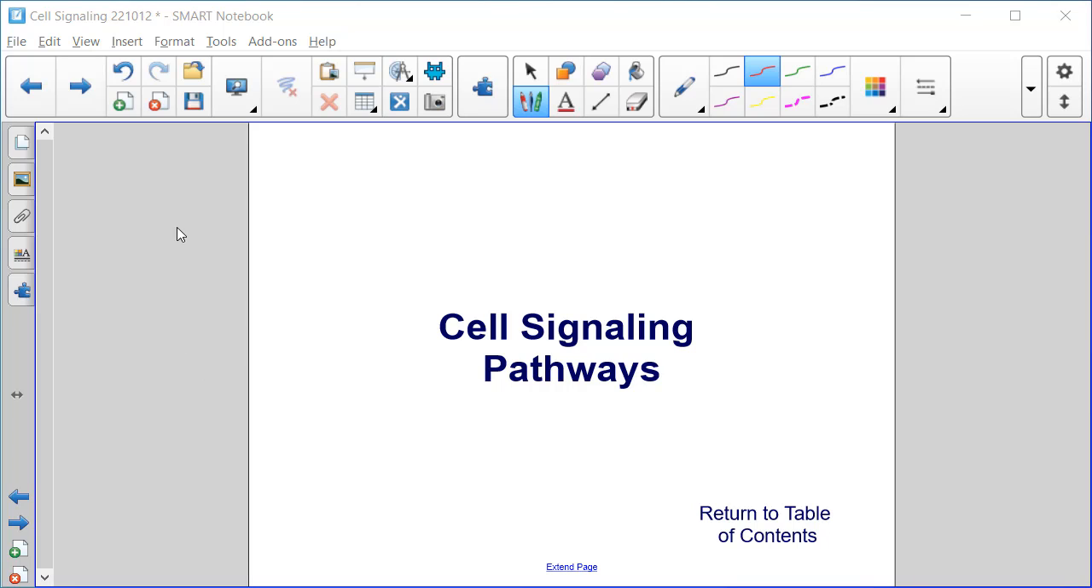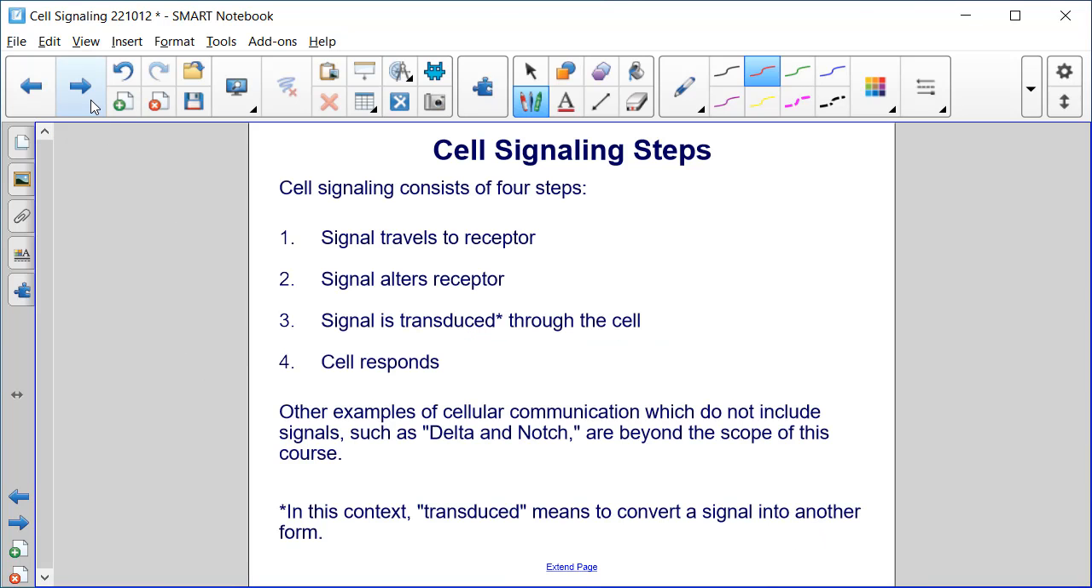Cell signaling pathways. Cell signaling steps. Cell signaling consists of 4 steps. 1. Signal travels to receptor. 2. Signal alters receptor. 3. Signal is transduced. In this case, transduced means to convert a signal into another form.